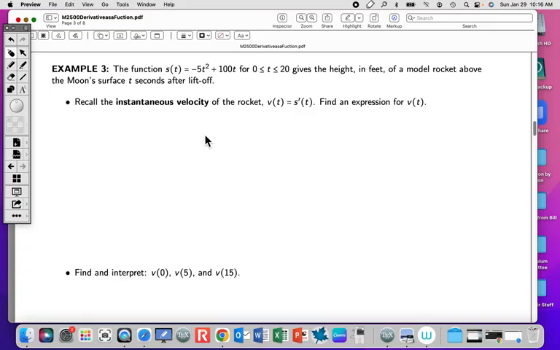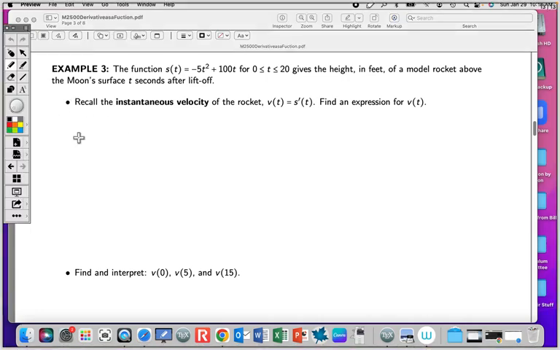So s gives us how far off the ground we are at time t. V of t is going to give us the velocity at time t. And remember, velocity gives us not only the speed, but also the direction, going, in this case, up or down. So we're asked to find a formula for v of t. So v of t is the derivative s prime of t.